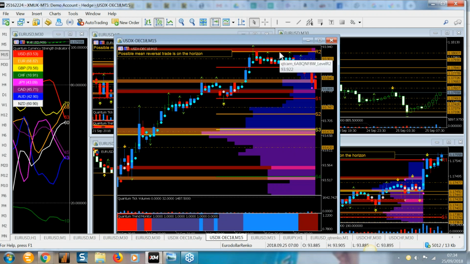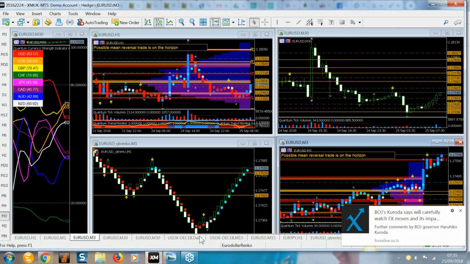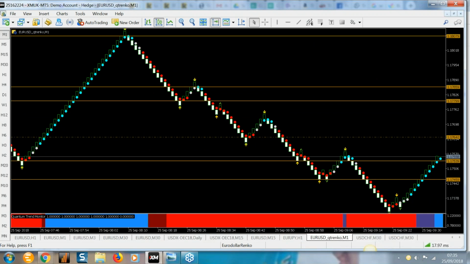It tried to move above 93, 92. You can see here it's tested it on 1 or 2 occasions. That also represents the R2 Camarilla level, and in fact it's been falling since then. How does that translate? That obviously translates into what is happening on the Renko, and in fact the move higher, as we can see, this was yesterday's move low, and this is now the bounce higher in the euro dollar. And in fact this is the move that I've been tracking.